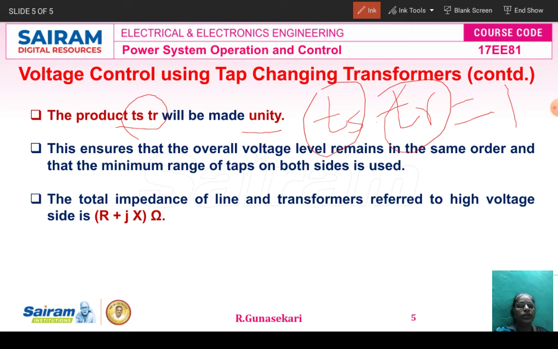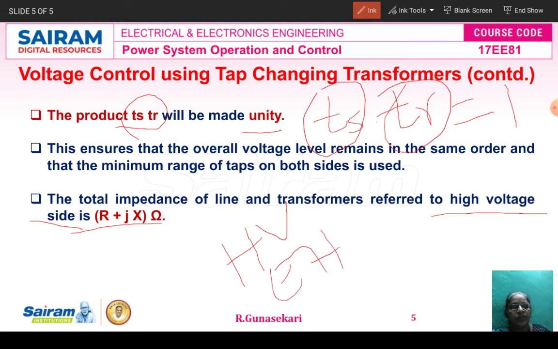What is the total impedance of the transmission line and transformers referred to the high voltage side? It is nothing but R plus JX. Students, I already told you that on the high voltage side we use the on load tap changer only. For the other side we have to use the off load tap changer. So the total impedance of the line and the transformers referred to the high voltage side is R plus JX, which is represented in the diagram.